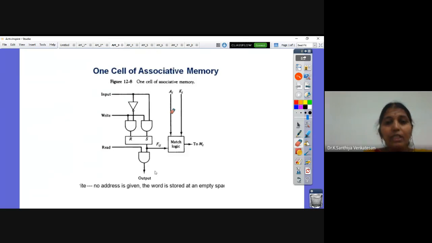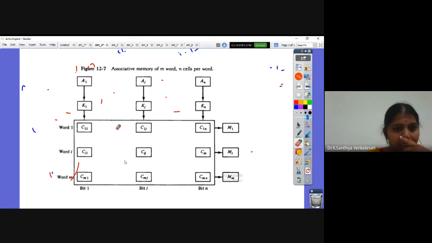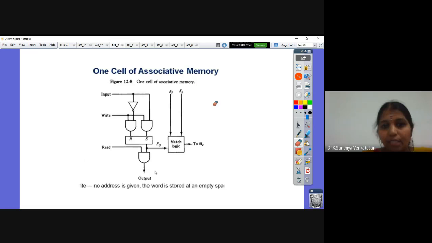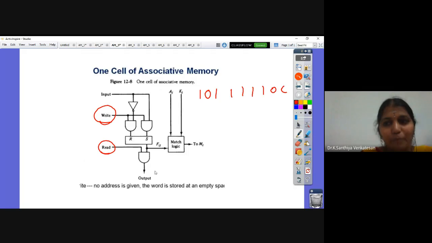So this is the one cell of associative memory. I told you, every bit is stored in an individual cell. Here we have seen in this block diagram the cell, and every individual cell of your associative memory is being given. In this particular cell, it contains both the read and write operation. If I want to store any particular data like 101 followed by 4 ones and 2 zeros, if I want to write some data using the write command, I can just enter the data into the memory.